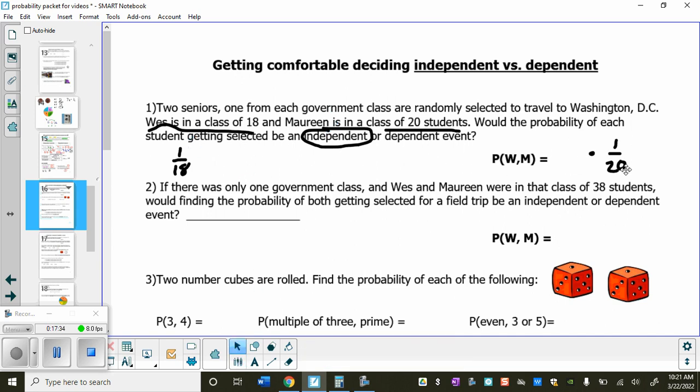So I'm just going to move that over here. If we're trying to calculate the probability that Wes and Maureen are the 2 students that get selected, it's going to be a 1 out of 360 chance. Okay.